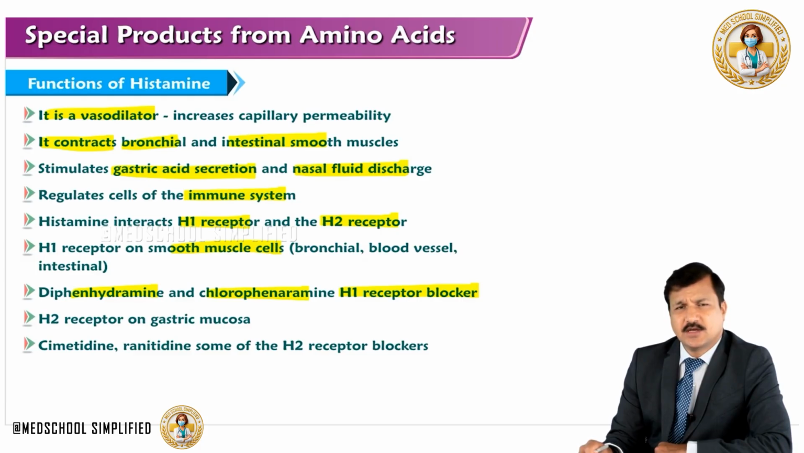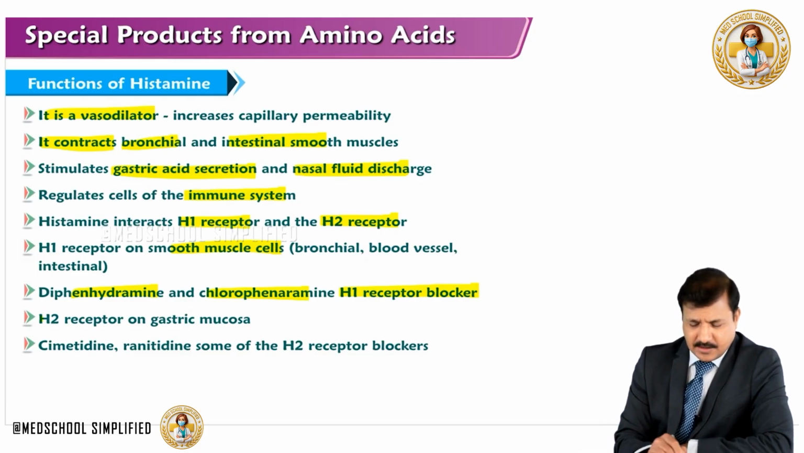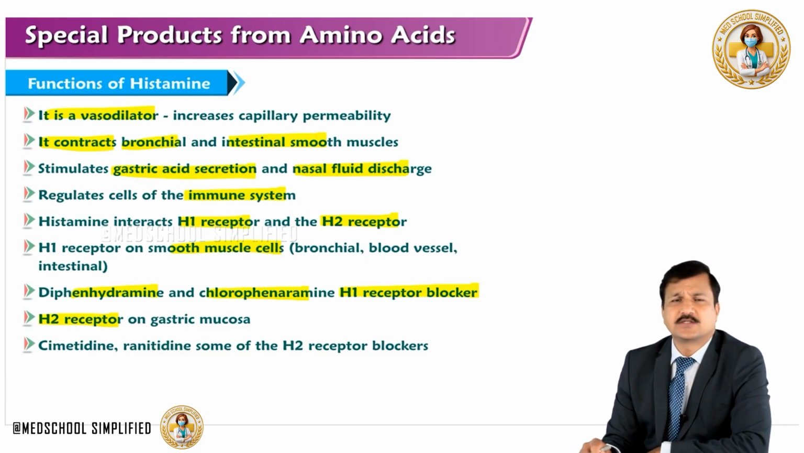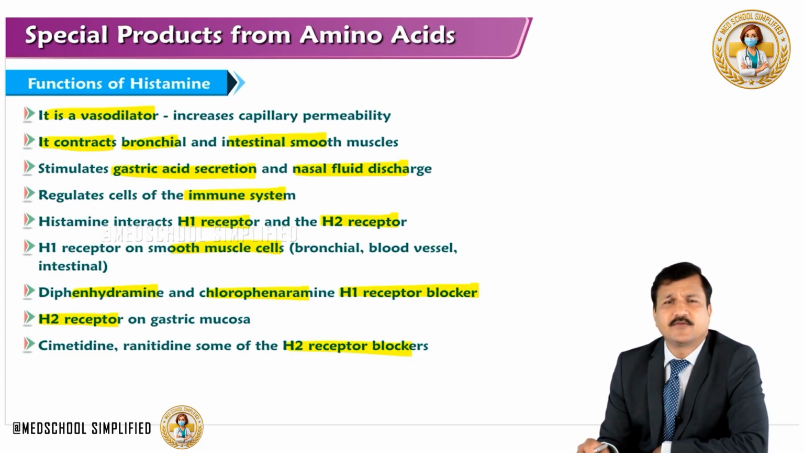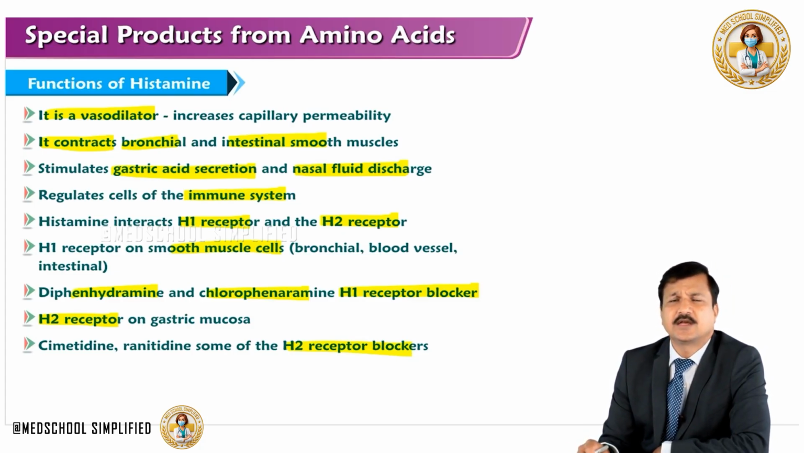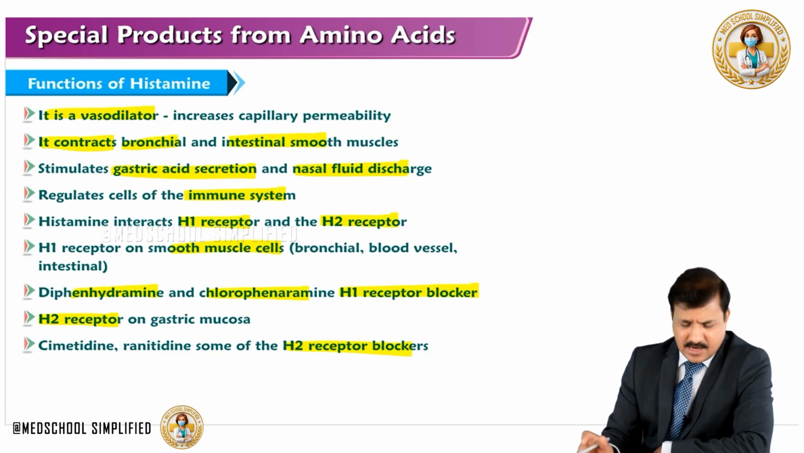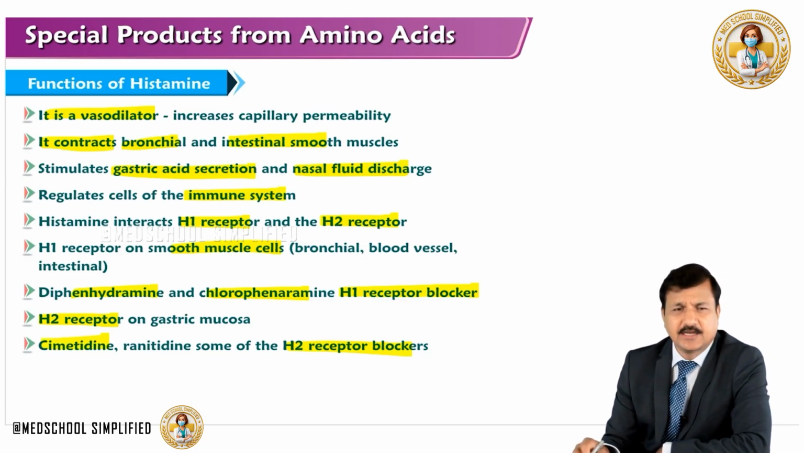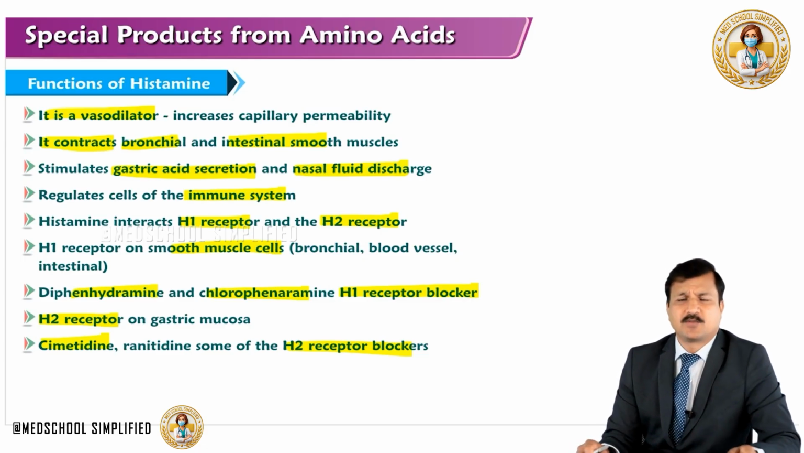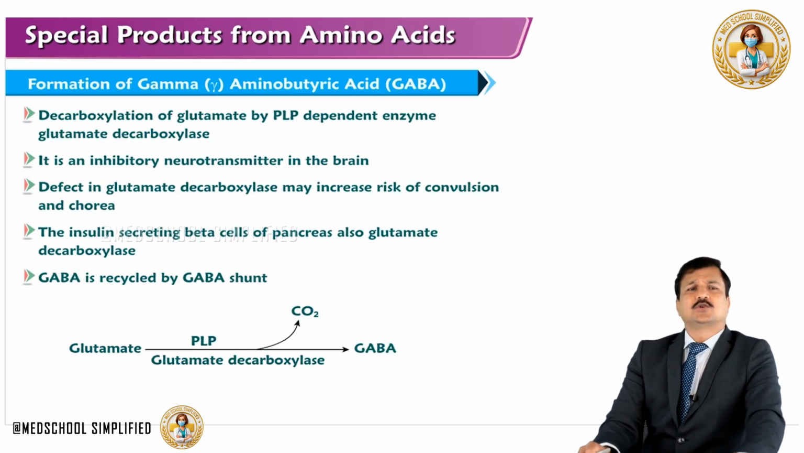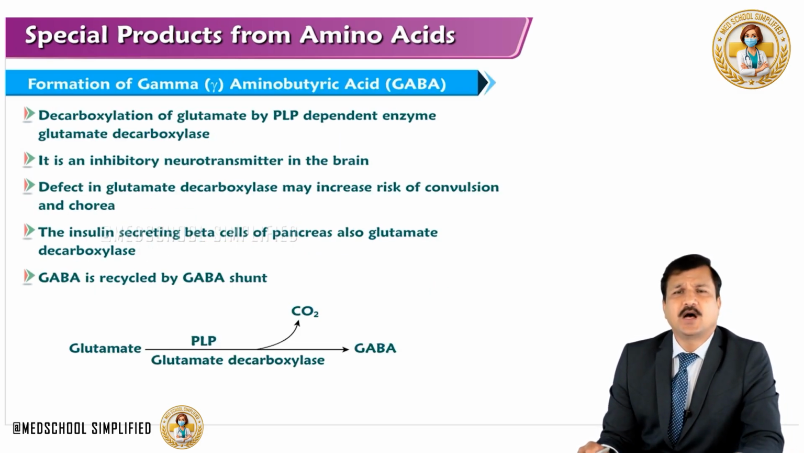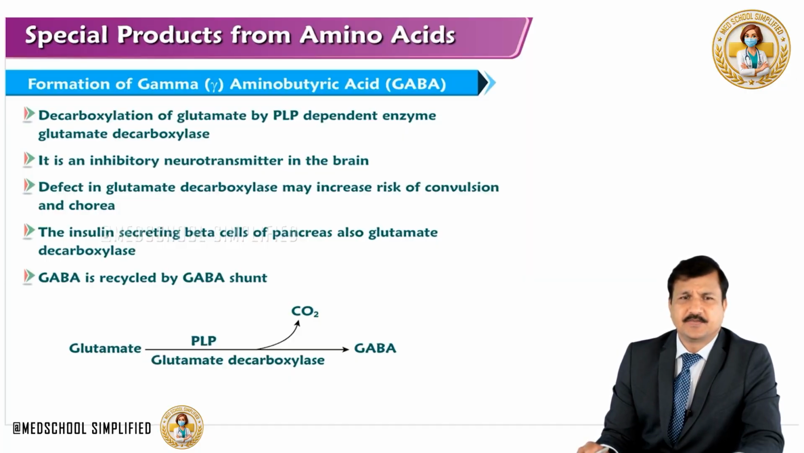And over gastric mucosa, H2 receptors are the ones through which histamine is working. And we have H2 receptor blockers which are used in the treatment of gastritis, increased gastric acid secretion. An example for that is cimetidine, ranitidine. So these are H2 receptor blockers which will decrease gastric acid output. Coming to formation of gamma amino butyric acid.